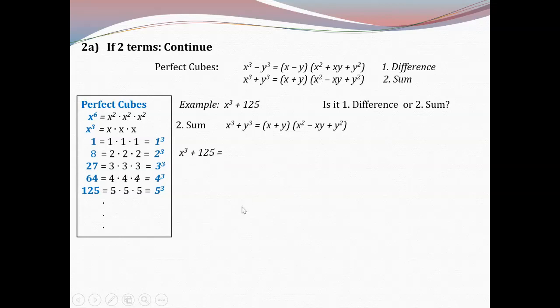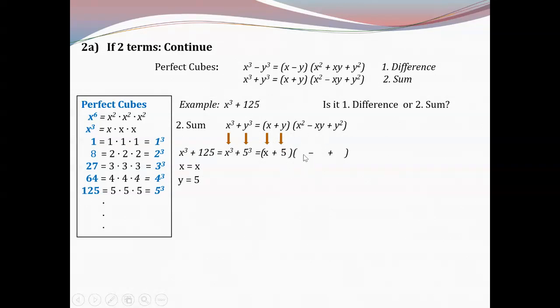Now we have to convert the x cubed plus 125 into two perfect cubes. So we should know that x cubed is going to be x cubed, and the 125 here is going to be 5 cubed. So let's rewrite it: x cubed plus 125 as x cubed plus 5 cubed. Now, let every x equal x, let every y equal 5. So now you're going to go to the formula. Boom. Every x is equal to x, every y is equal to 5.